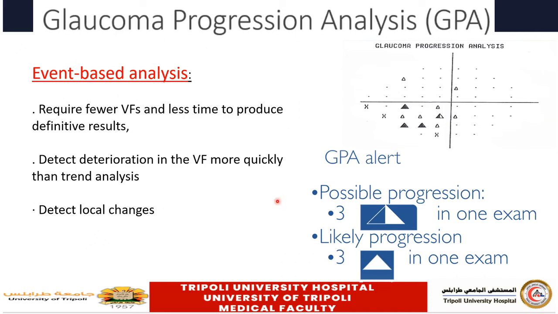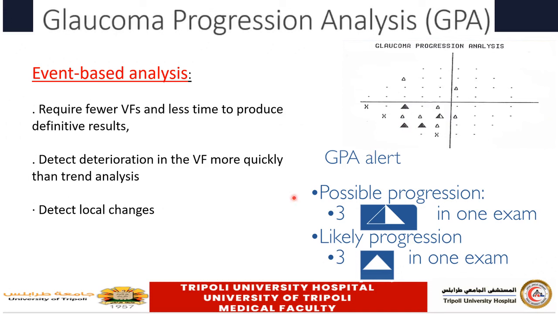And it is read as follows. If you find three spots with this half-filled triangle, it indicates a possible progression, like this one. If you have 3 points with this half-filled triangle, it indicates a possible progression in your patients. However, if you find 3 spots with a dark triangle, it indicates a likely progression.